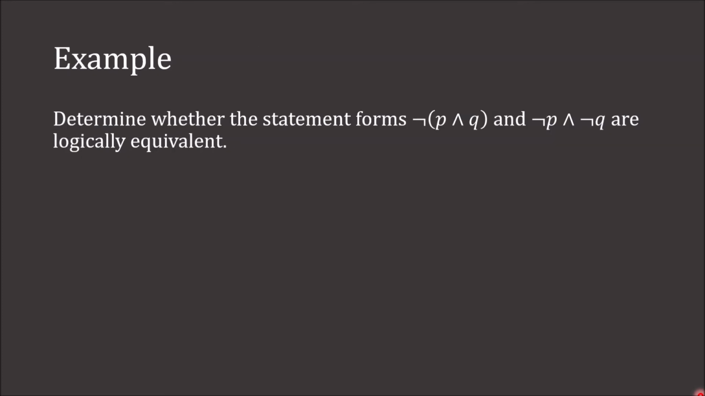So we're going to determine whether these two statement forms, not the quantity of P and Q, and not P and not Q, are logically equivalent. What we need to do is construct a truth table. So we have two statement variables, P and Q. That means we're going to have 4 rows. True, true, false, false for P. True, false, true, false for Q.